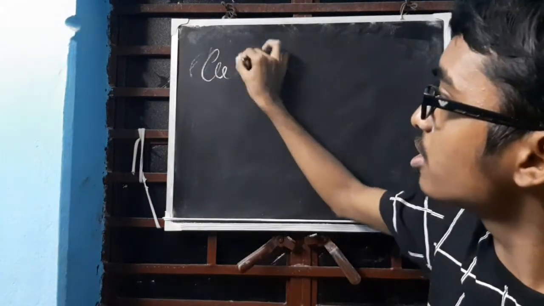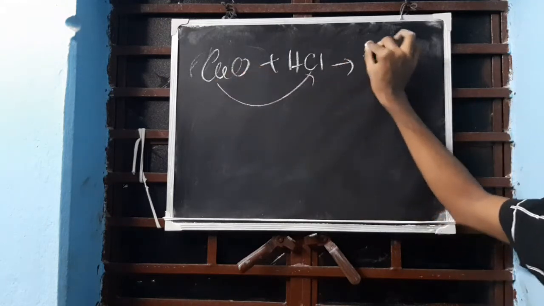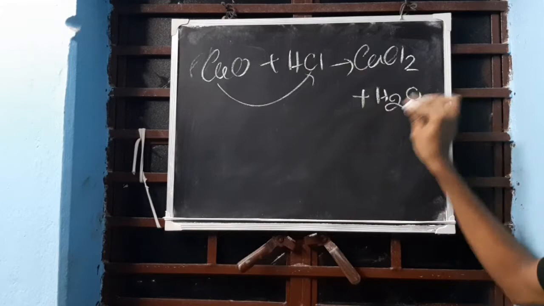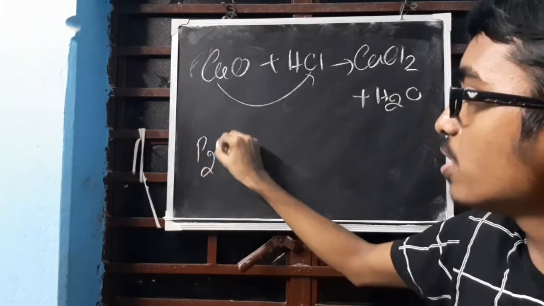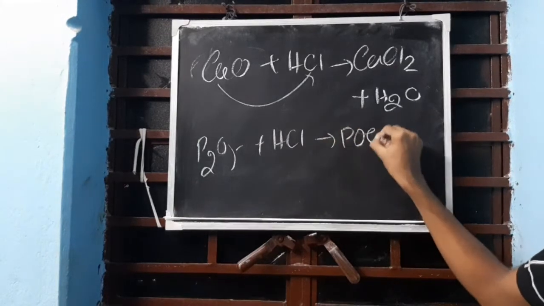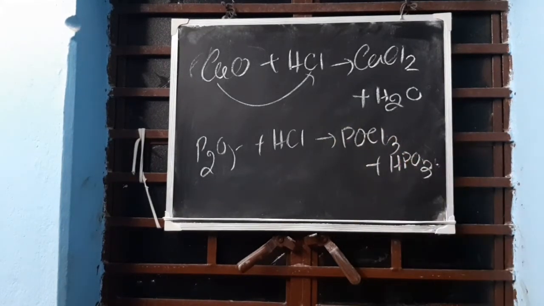But the reactions we have to read: CaO plus HCl, what will it form? Ca will try to go with Cl, so CaCl2 plus H2O, done. Next was P2O5. This reaction you can memorize: P2O5 plus HCl forms POCl3 plus HPO3. Balance the reaction, you can do it, I hope.